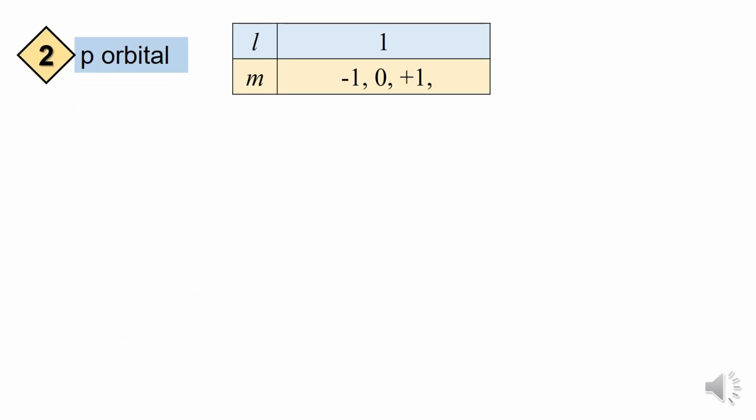The second one is p orbital. All p orbitals have L equals 1, with 3 possible values for m, that is -1, 0, +1. The p orbital is dumbbell shaped.